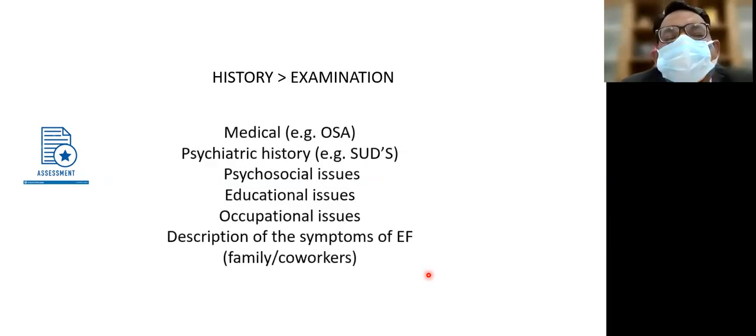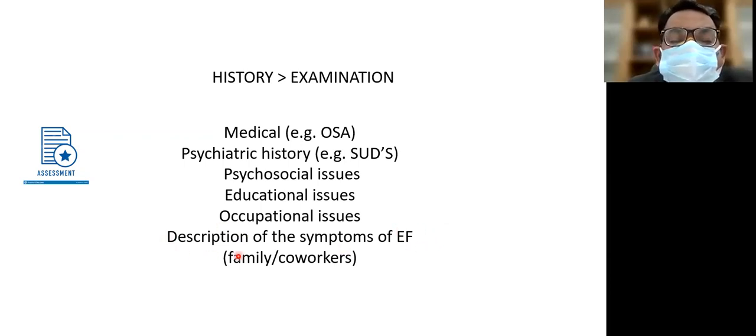And in history, you need to see the medical history to see whether there is obstructive sleep apnea, for example, because if OSA is there, daytime cognitive deficits will be more. You'll feel that executive dysfunction is there, but that could be because of hypersomnolence. Then any psychiatric history of substance use disorders, because in withdrawal phases you will find these deficits. Then psychosocial and educational issues, because you need to interpret your test findings with the educational status of the patient. Then occupational issues and description of symptoms of executive function.